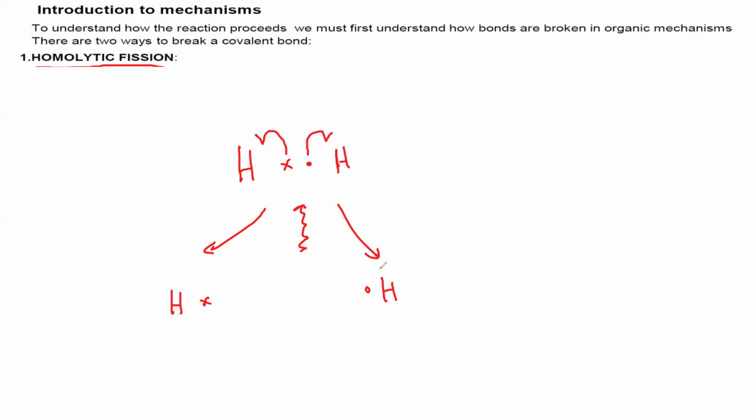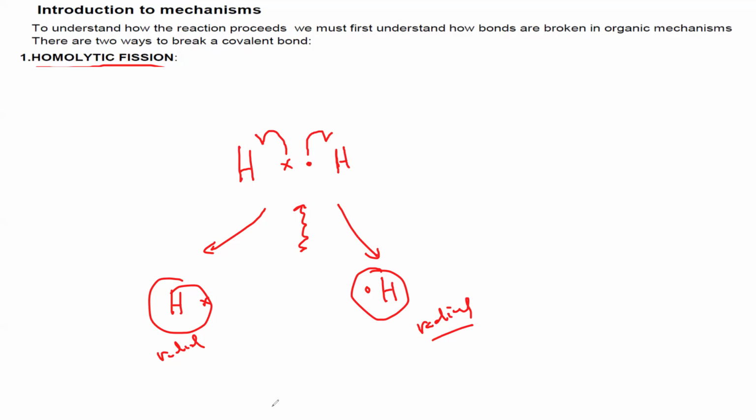And what is produced here? It produces a radical. What is the definition of the term radical? A radical is an atom or a group of atoms which consists of an unpaired electron. There is an unpaired electron present on the atom or the group of atoms. We call that a radical. So whenever a homolytic bond breaking occurs, it will always produce a radical.